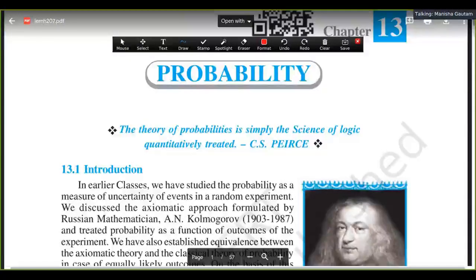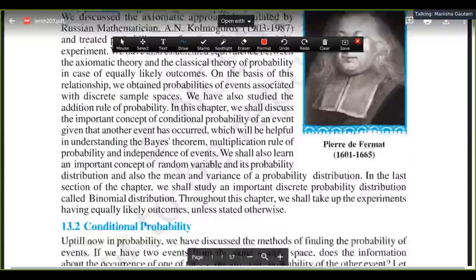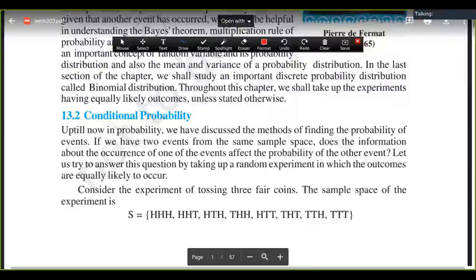Now, what is conditional probability? Let's start to read that concept. Conditional probability, point 13.2. We have discussed the methods of finding the probability of events. If we have two events from the same sample space, does the information about the occurrence of one of the events affect the probability of the other event? This is the question which we have to check.